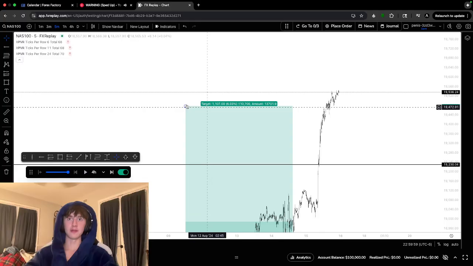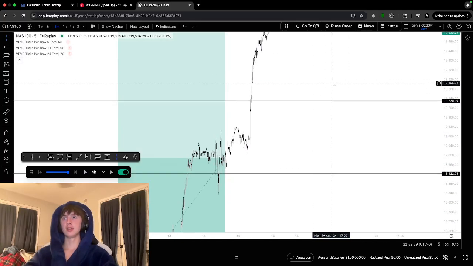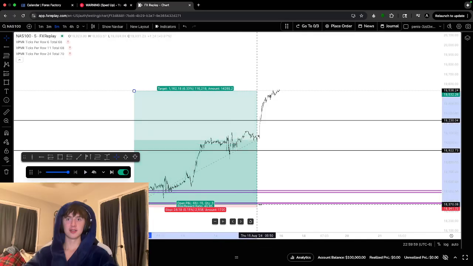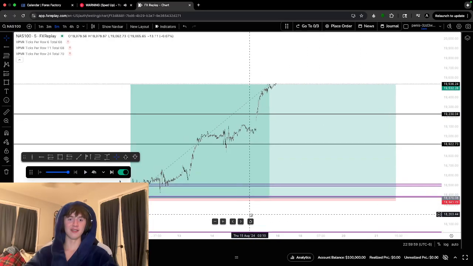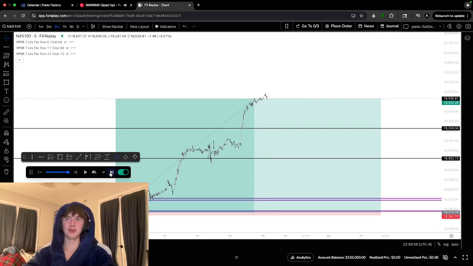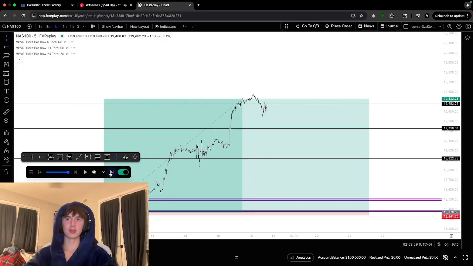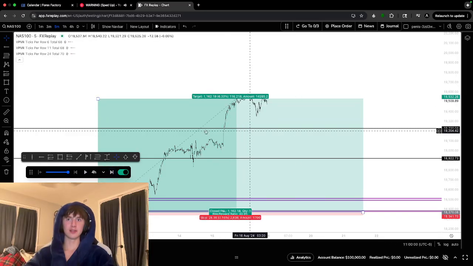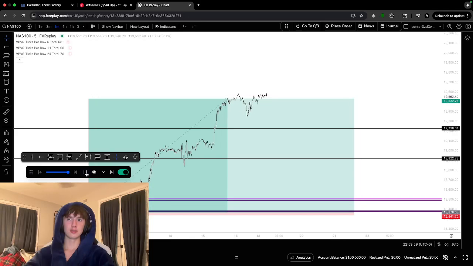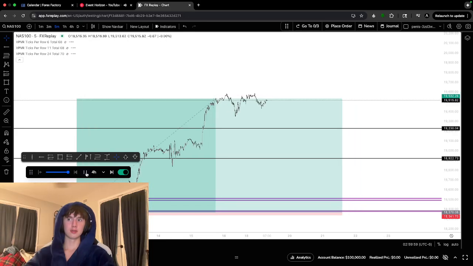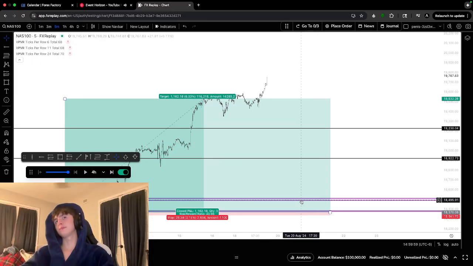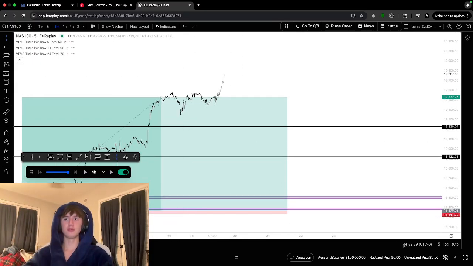Okay, we're at 1,000 points right now. How much could we have milked out of this trade? We're at 40 RR. Let's keep it going. I think we're gonna go down now because this is our draw on liquidity. Oh, well, I went too far.